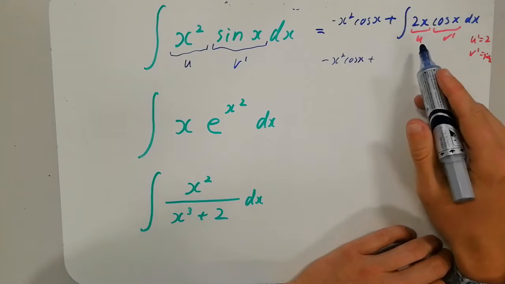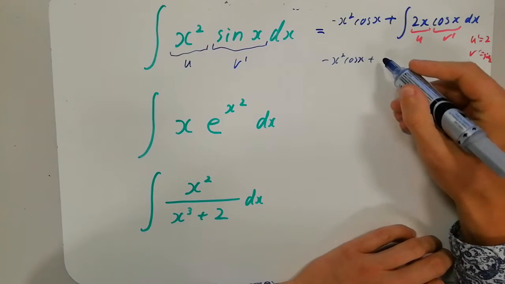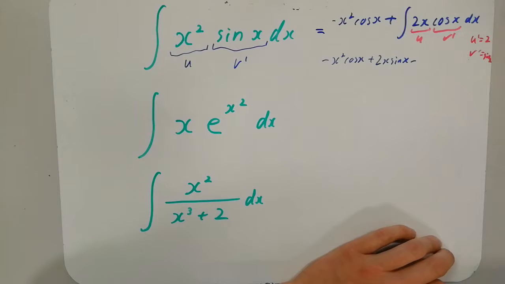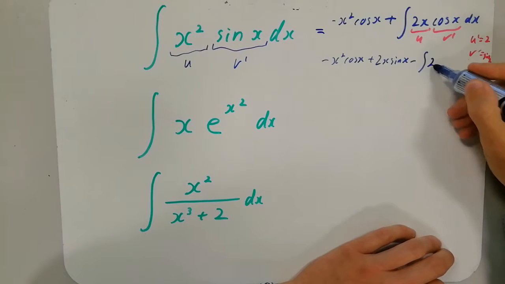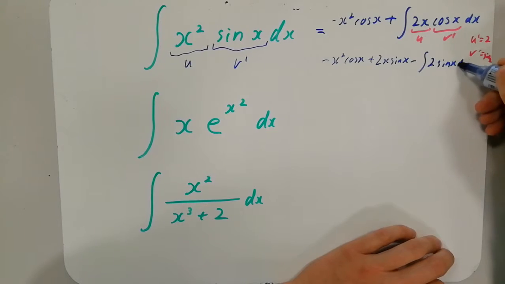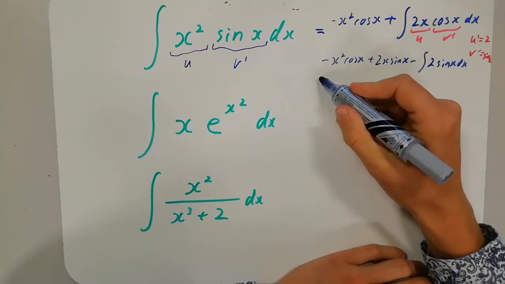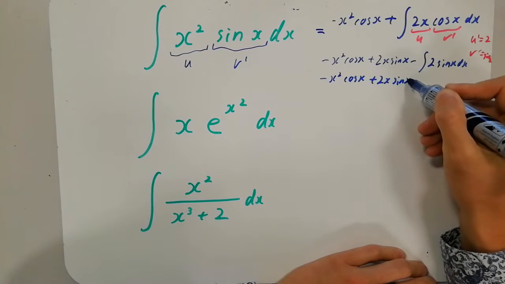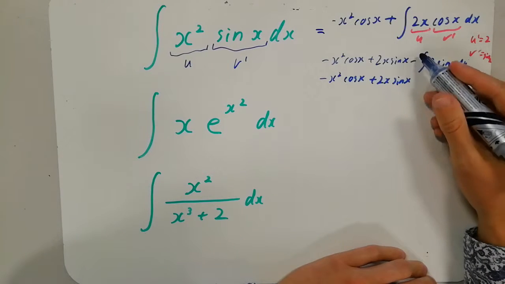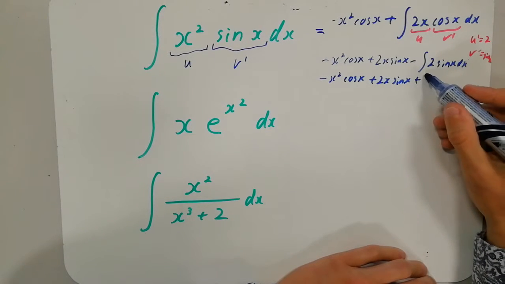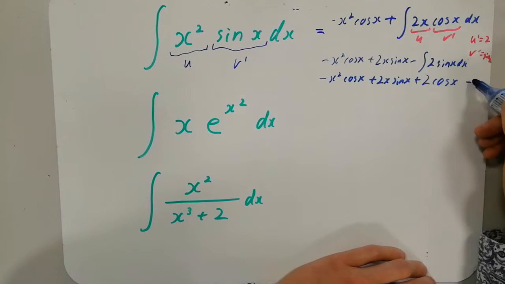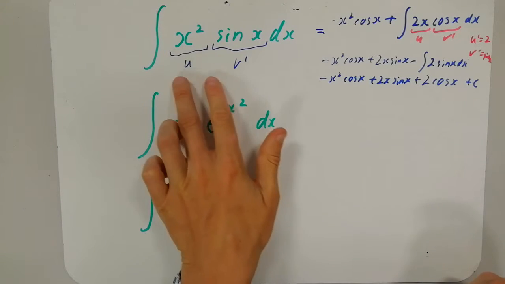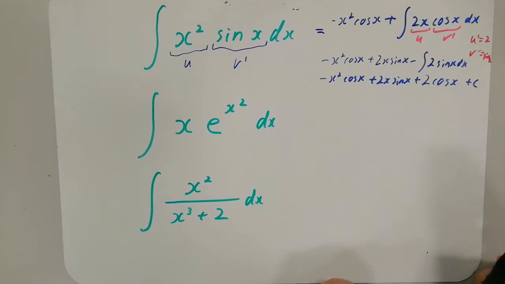Plus, so uv, and then minus the integral of 2 sine x. Finally, integrating that, we'll get minus x squared cos x plus 2x sine x. Integral of sine is minus cos, but we already have a minus there. Keep the sign simple. 2 cos x. Always remember your plus c. Okay, so in that case, usually if we've got 2 different types of functions multiplied together, we'll be using by parts.